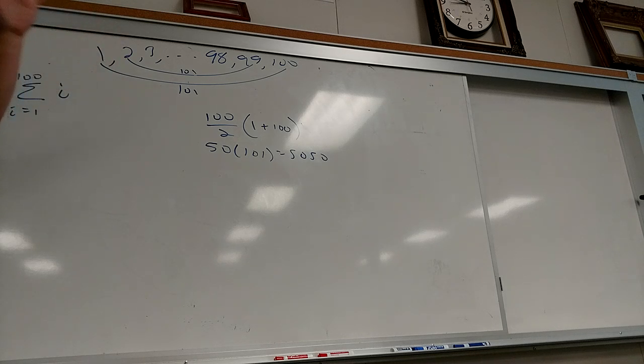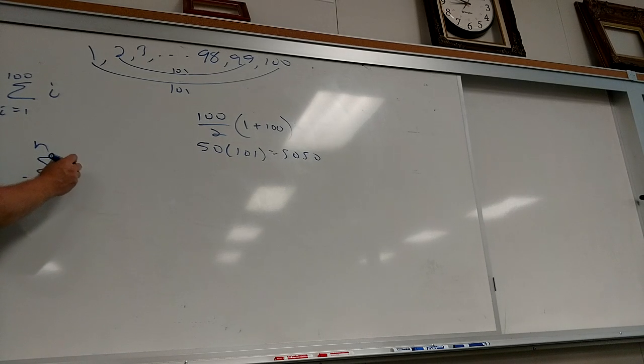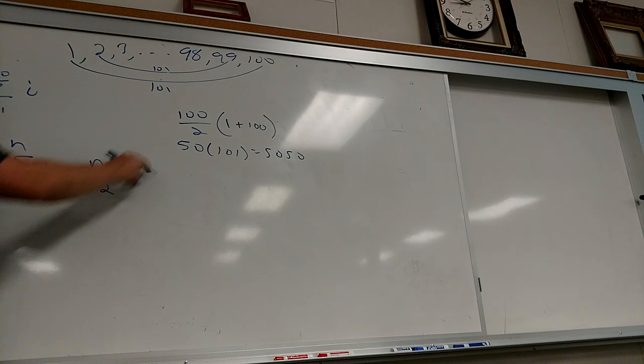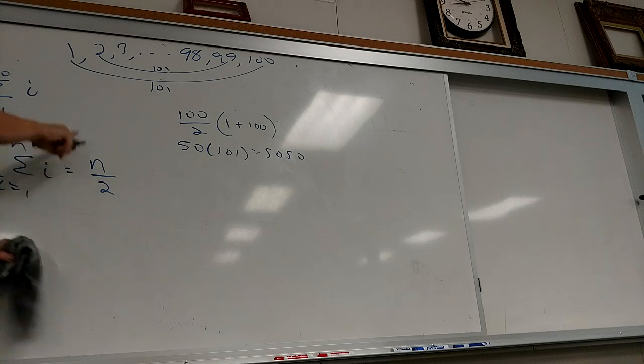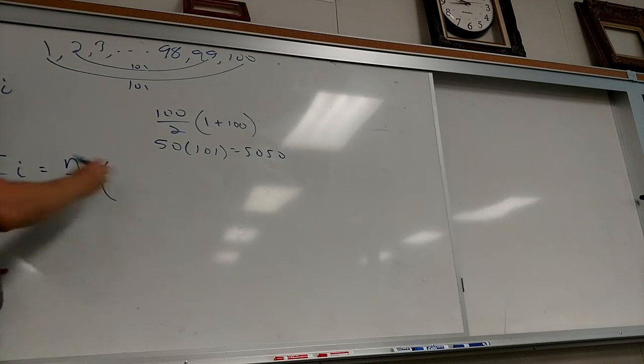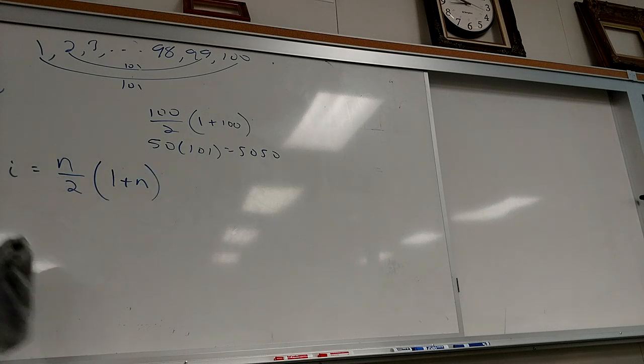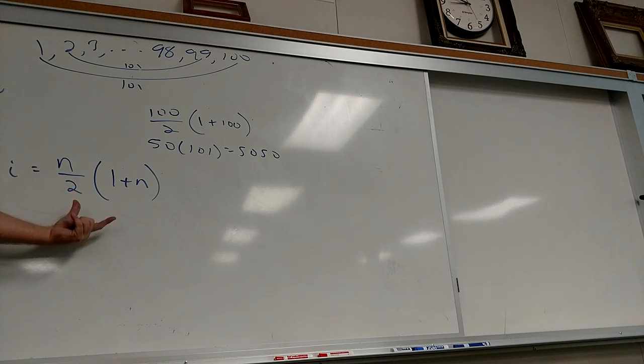What does this look like visually? What does this look like in formula form? So the sum, i equals 1 to n of i, is going to be n over 2, that many pairs, times the first one plus the last one. That's the repeated sum. So no matter what n is, that's going to be the result.